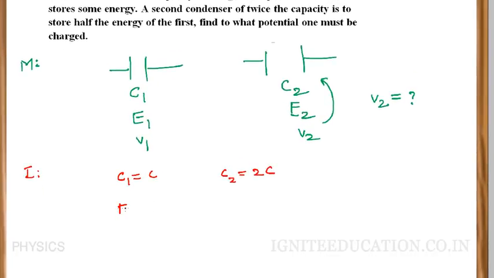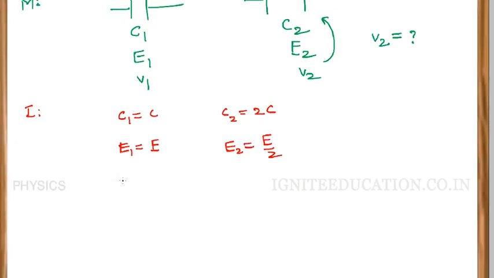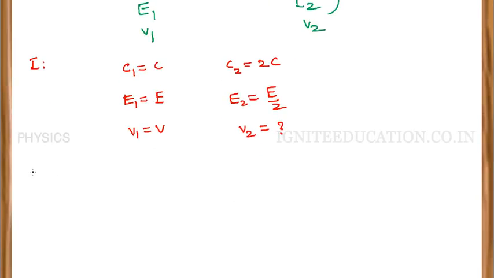And energy of the first one, E1, let it be E, and the second one is half of the first one, that is E by 2. And first potential V1 is equal to V. Second potential is the unknown thing, so that is the thing we need to find out. And now I am resolving the problem.